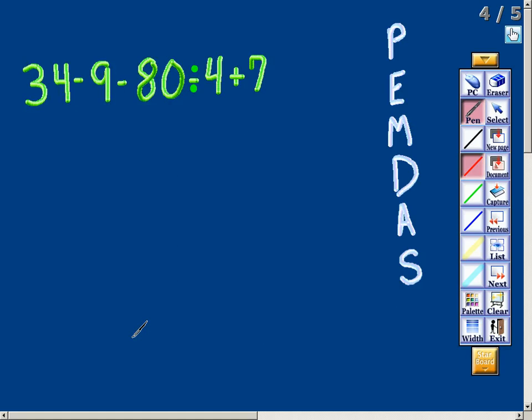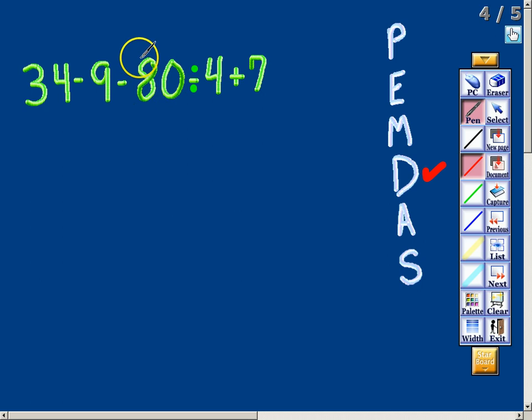We have 34 minus 9 minus 80 divided by 4 plus 7. So write this problem out. We'll do this together. Okay, now the first thing that I need to do is look at my order of operations. I just do not start from left and move to the right. Look at order of operations, and I can see that division comes before anything else. It comes before addition and subtraction.